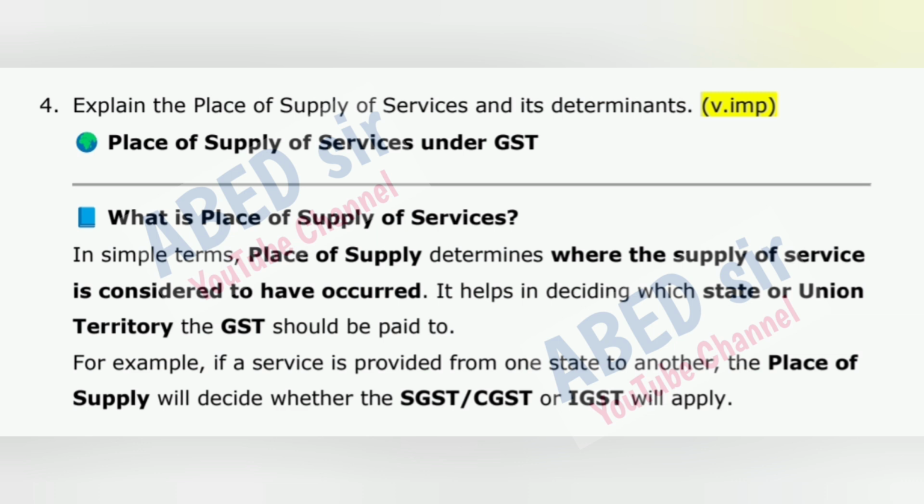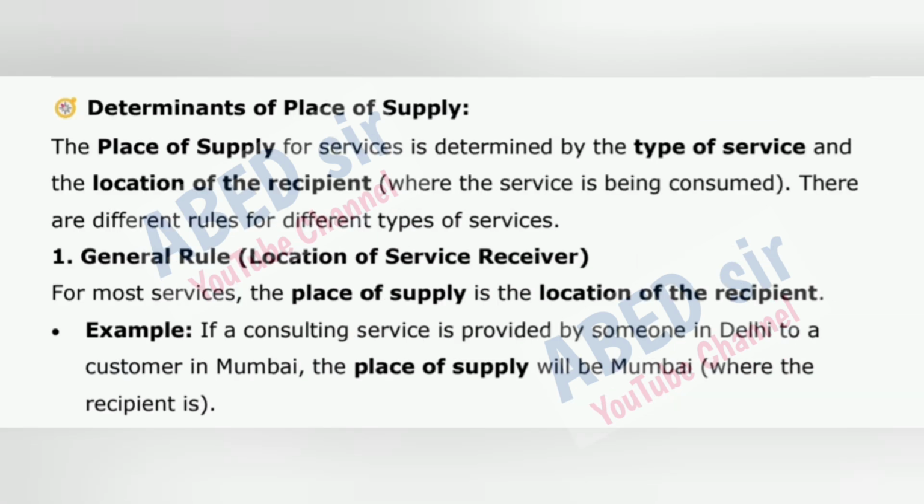For example, if a service is provided from one state to another, the place of supply will decide whether the SGST, CGST or IGST will apply. Determinants of place of supply. The place of supply for services is determined by the type of service and the location of the recipient where the service is being consumed. There are different rules for different types of services. 1. General rule, location of service receiver. For most services, the place of supply is the location of the recipient.